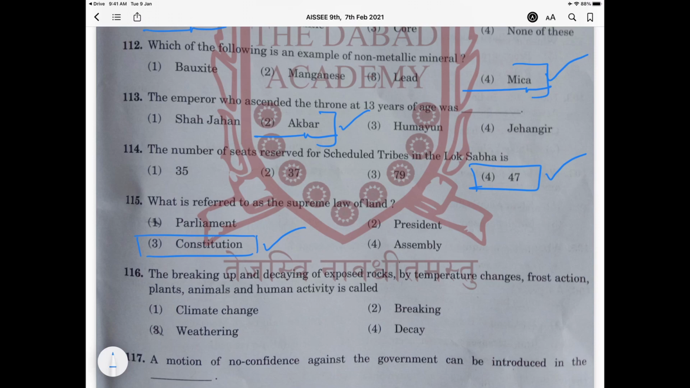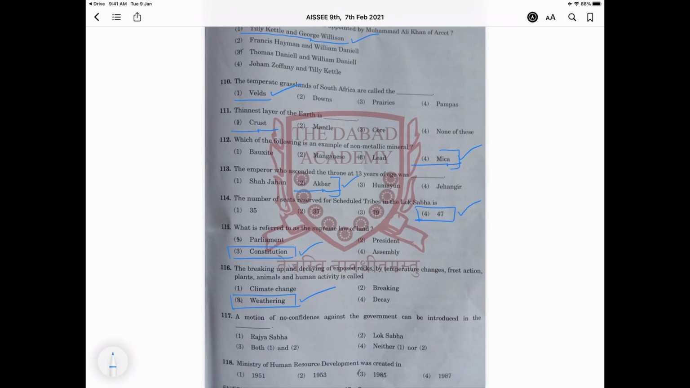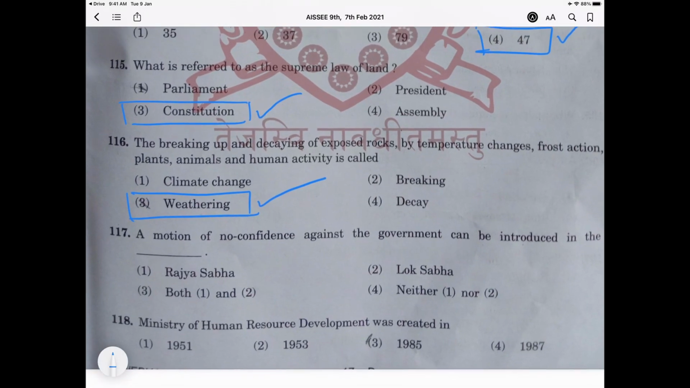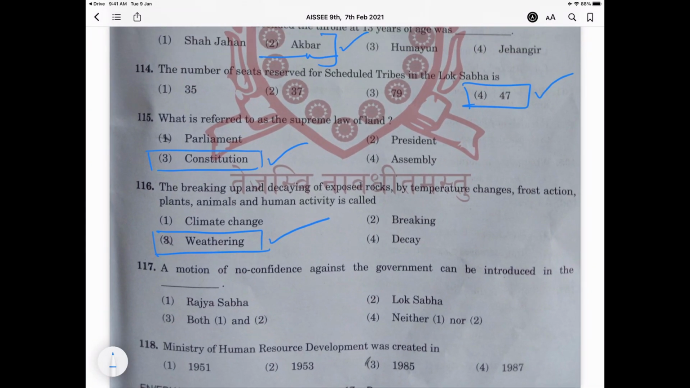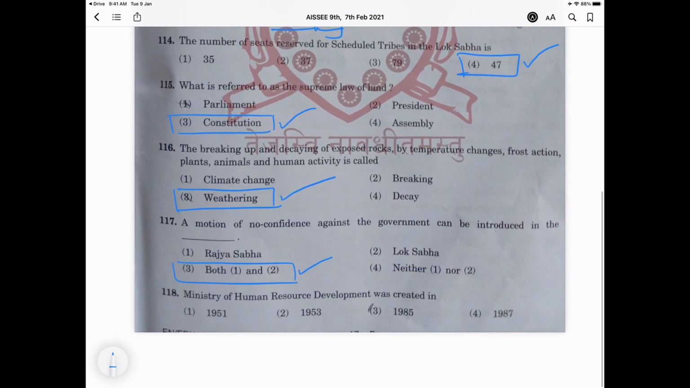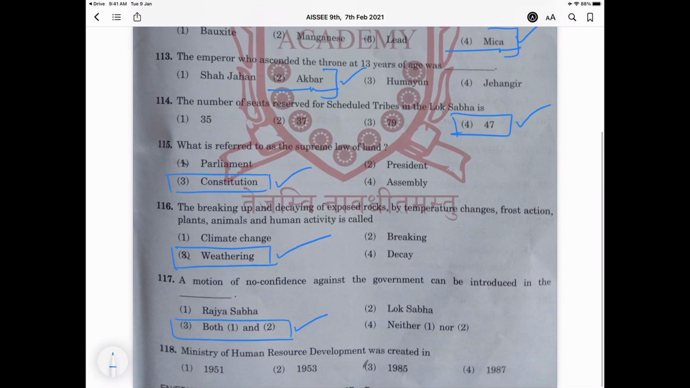In question number 116, the breaking up and decaying of exposed rocks by temperature changes, frost action, plants, animals and human activity is called weathering. So आपको class 7th onwards ये बताया जाता है weathering. And then in question number 117, a motion of non-confidence against the government can be introduced in both Rajya Sabha and Lok Sabha. So option number 3 is correct. In question number 118, the Ministry of Human Resources was created in. Okay, so this question, sometimes it is asked, 1985 is the correct option.